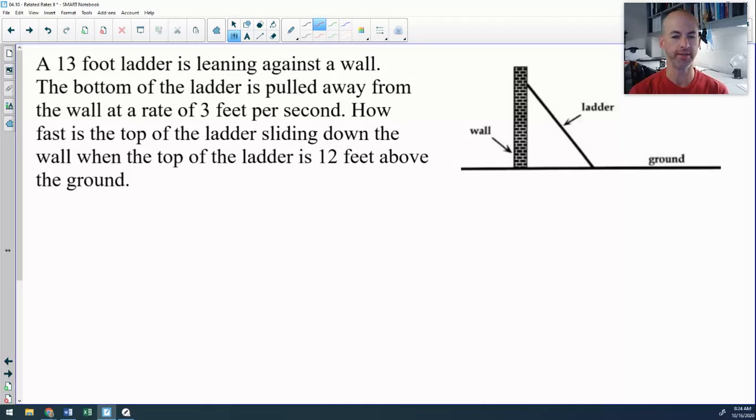So first thing I want to do is get all of the information out of the paragraph and then make a little bulleted list of information in math language. So I first see that we have a 13-foot ladder. So maybe I'll say that the ladder is 13 feet, and that is a direct measure. That's not a rate of change.